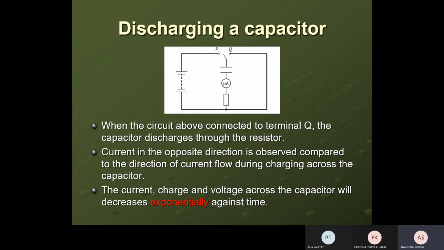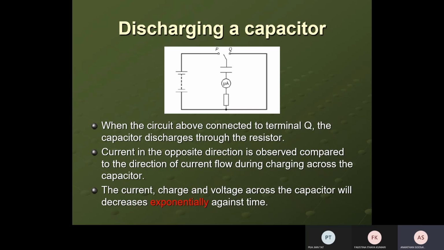Okay, so current flows upwards when charging. Then when discharging, when you connect to Q, the current flows through the capacitor in the opposite direction. The charging current flows one way, and when discharging, the current will flow the other way. So that's the second point: current in the opposite direction is observed when discharging.